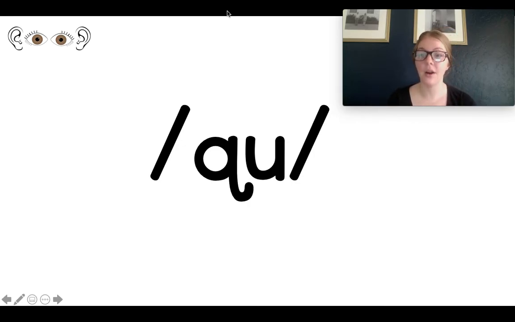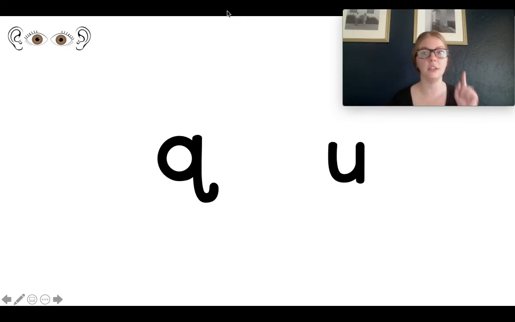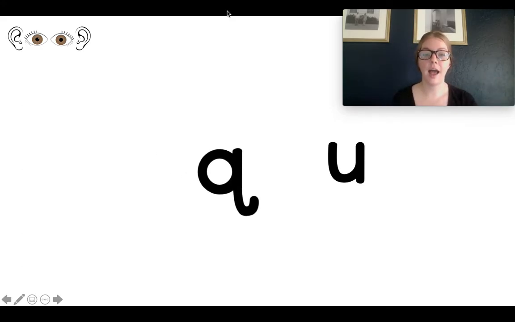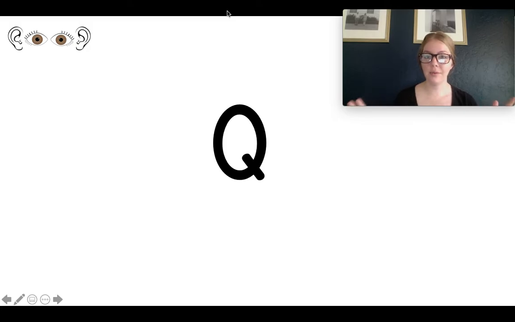And remember, when we learned about the letter Q, we also learned it traveled with the letter U. U isn't always with Q, but Q is always with U. So I know that whenever I see a Q, the next letter has to be a U. Qu. We're going to write it in the air 5 times and say the sound.